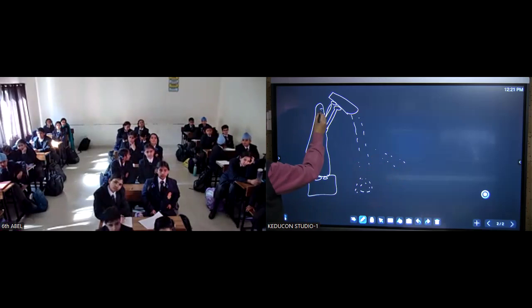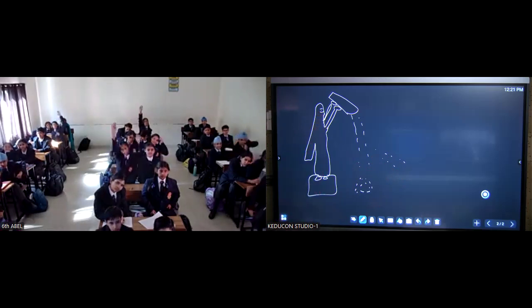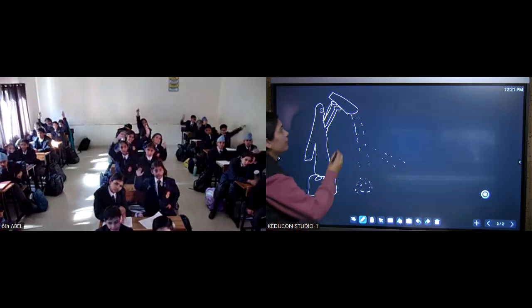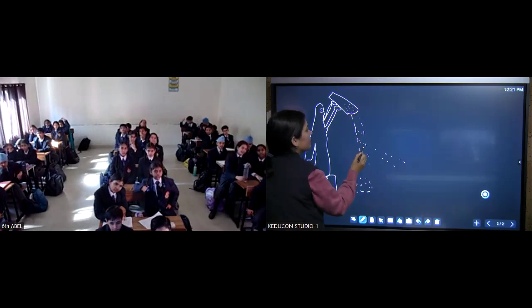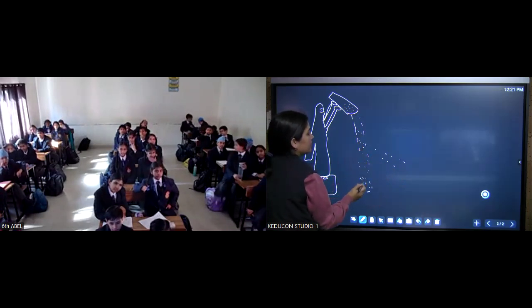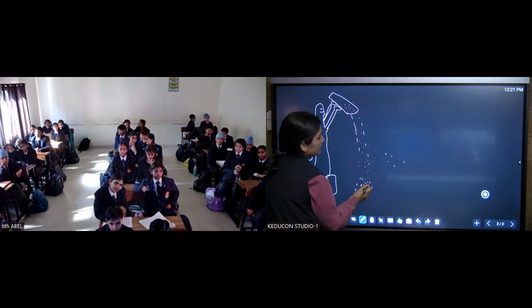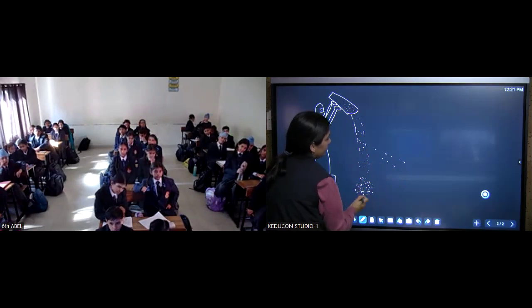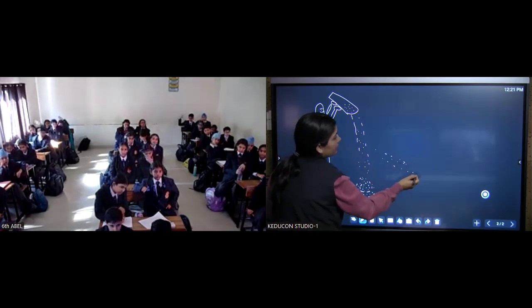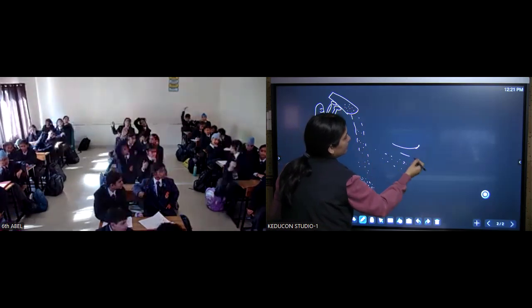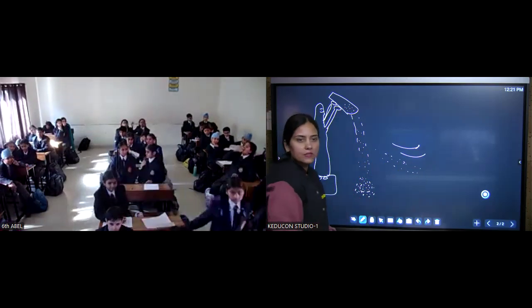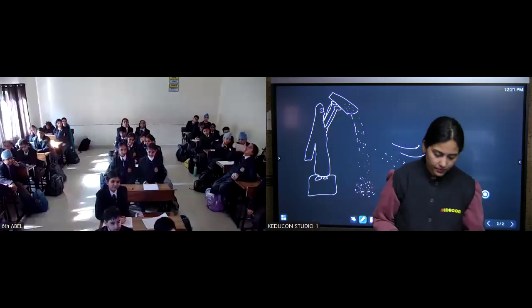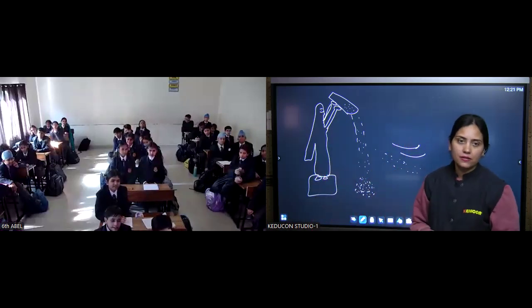Can you tell me which technique is this? Roll number 6 from above. Yes, 6 is present now. Beta, come. Which technique is this?